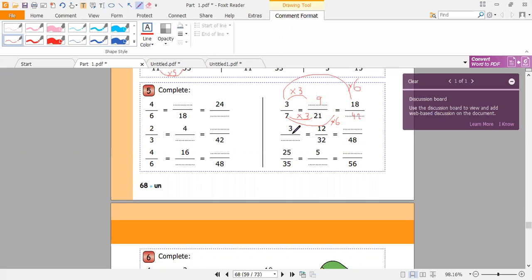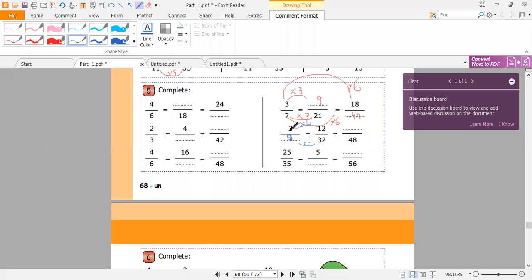Now here the second part, 3 becomes 12. I'm gonna change the color of the pen. Now 3 becomes 12, so it's times. What number times 3 equals 12? It's 4. Now here it's also times 4. Now what number times 4 equals 32? It's 8. Okay.